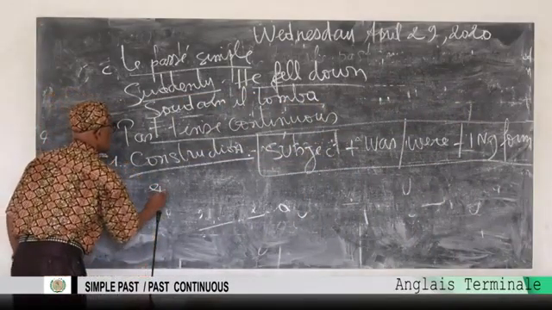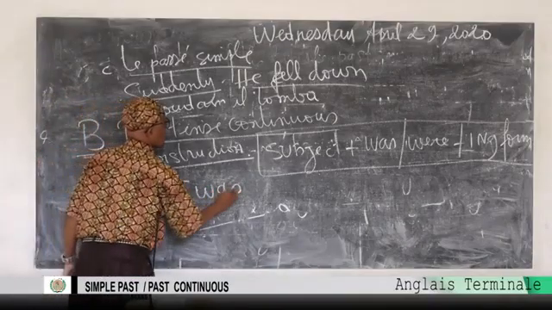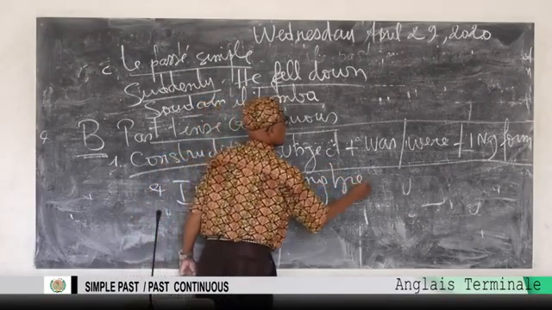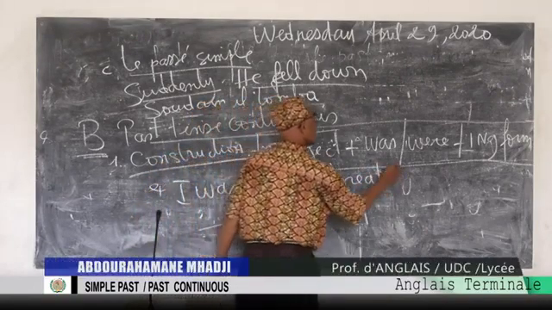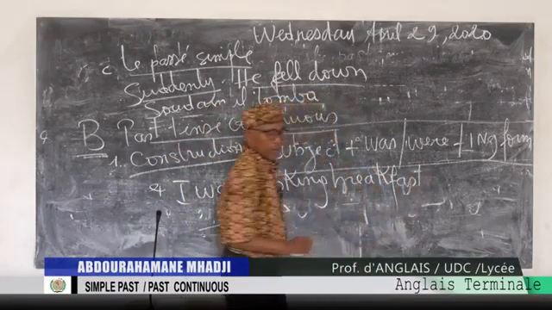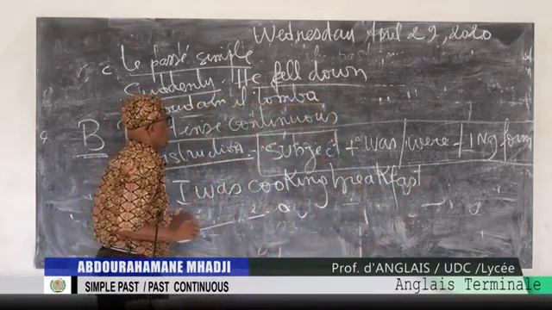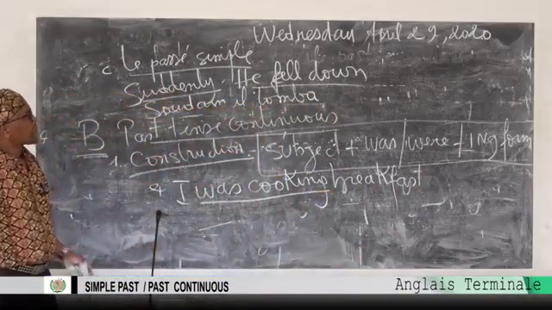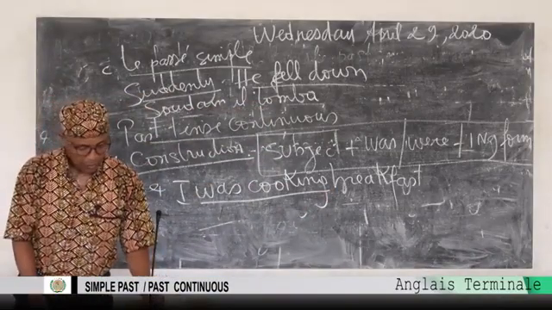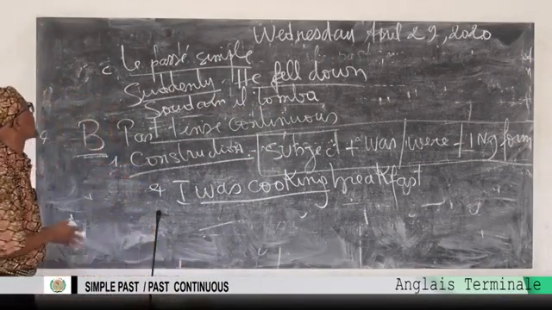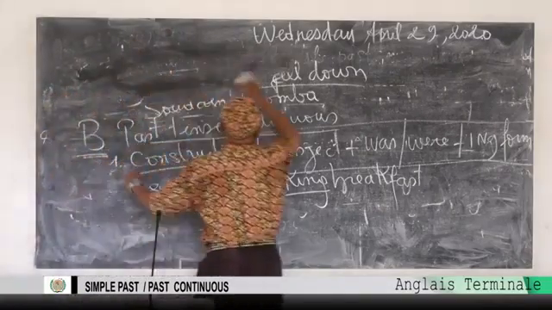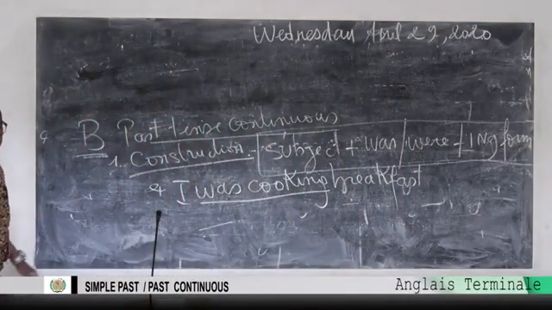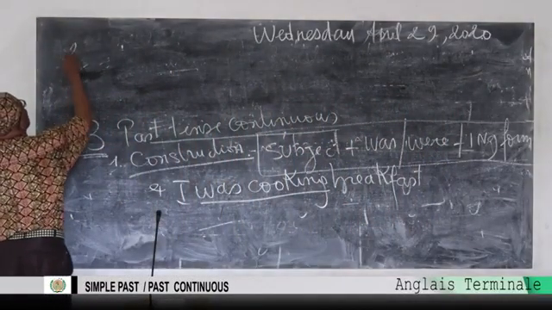For example, I was cooking breakfast. I was cooking breakfast. Here you have an example of the past continuous. Now, when we use this tense, there is a question that certainly comes to your mind, and this is when to use it.